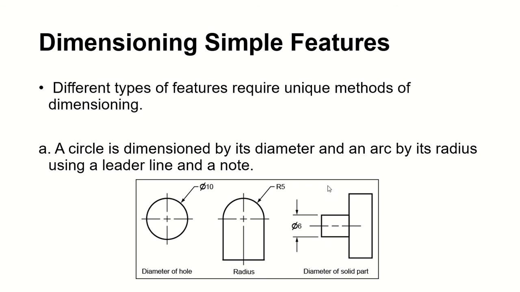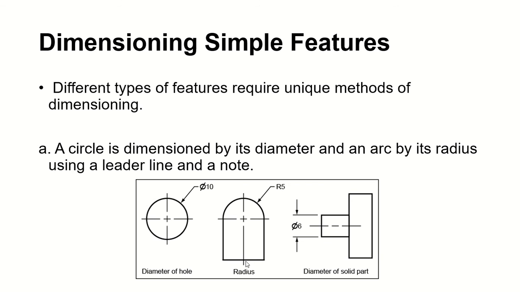For features, we have to use methods of dimensioning. Circle again is dimensioned, look at that. That's your circle, dimensioned by diameter. Here, that's your diameter symbol. Your arc, look at this feature right there. This is two different features. One is an arc and the other one is a rectangle. So a rectangle is closed with an arc.